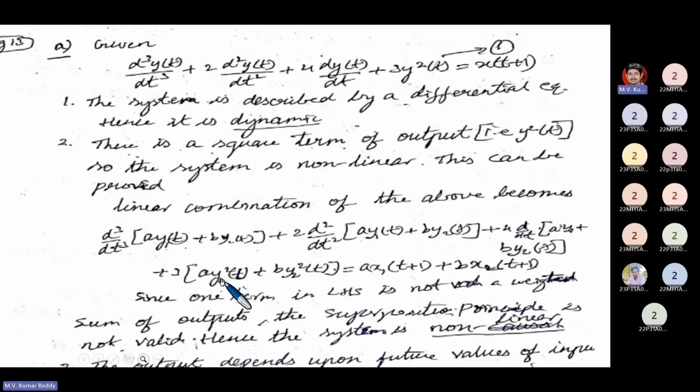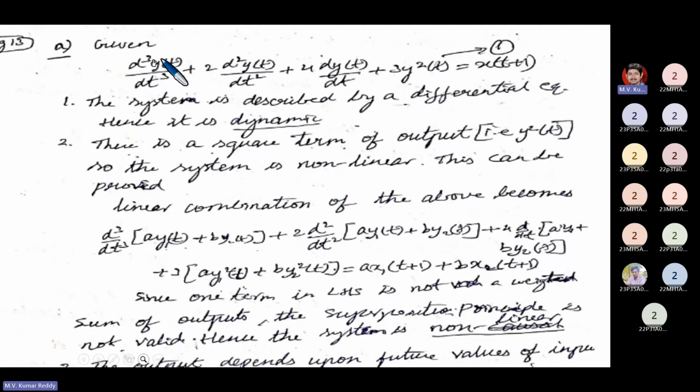Now see here, y square, y1 square, y2 square, squares have come. Whenever you get squares, then it is not valid for the superposition theorem. Okay, the superposition theorem is not applied. Why? Because square means it is non-linear. We learned in networks, in a linear bilateral network, when you get square terms, it is not a linear bilateral network. So with this term it violates the superposition theorem, hence it is non-linear.